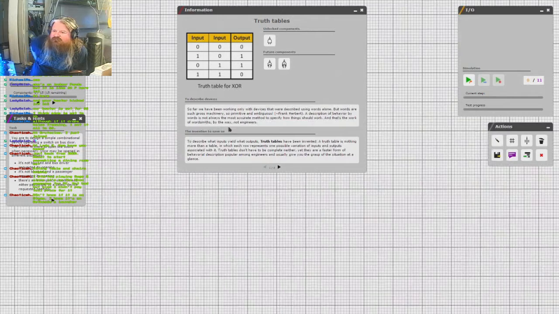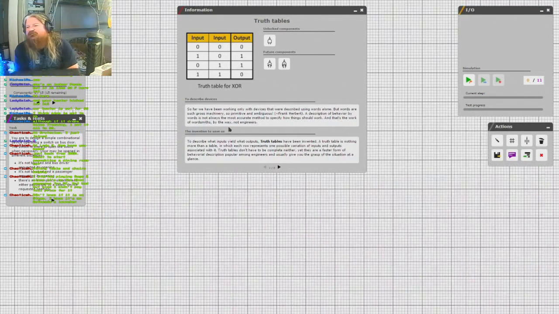Truth tables. So far, you have been working only with devices that are described using words alone, but words are such gross machinery, so primitive and ambiguous. Frank Herbert. A description of behavior by words is not always the most accurate method to specify how things should work. And that's the work of wordsmiths, by the way, not engineers.